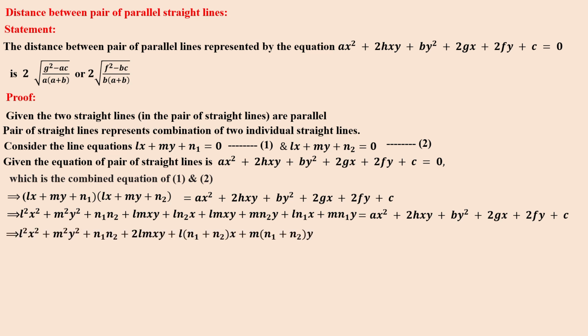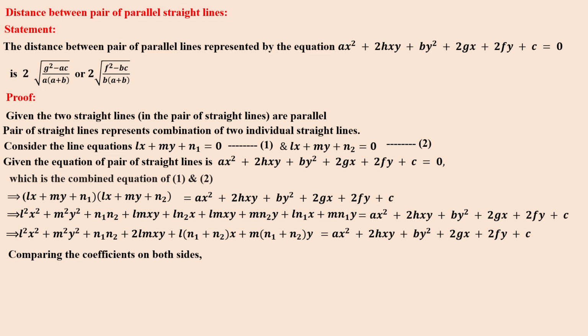That is L²x² + m²y² + n1n2 + 2Lmxy, right? Lmxy plus Lmxy gives 2Lmxy. Then grouping the x terms, L is common, so L(n1 + n2)x, and grouping the y terms, so m(n1 + n2)y, which is equal to ax² + 2hxy + by² + 2gx + 2fy + c.